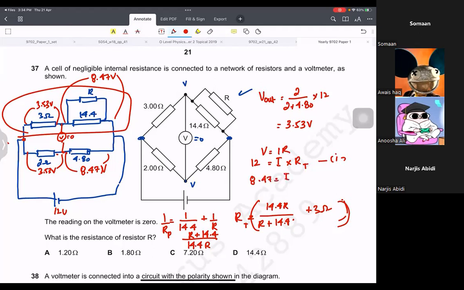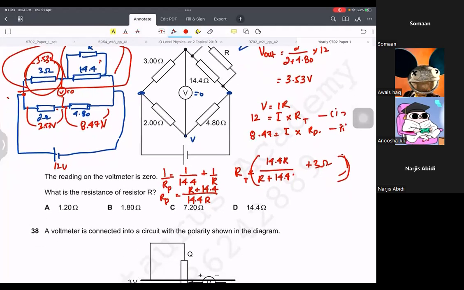The current would be the same because this section and this section are in series, and however the resistance is going to be the parallel resistance R. So let's keep that in mind. Now we got two equations, and two equations means that we can substitute each other. Okay, let's try. 12 over RT equals 8.47 over RP, and 12 times RP equals 8.47 RT.